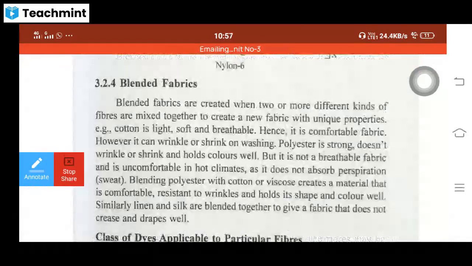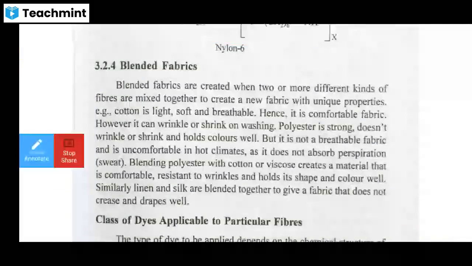Blended fabrics are created when two or more different kinds of fibers are mixed together to create a new fabric with unique properties. Example, cotton is light, soft and breathable, hence it is a comfortable fabric. However, it can wrinkle or shrink on washing. Polyester is strong, does not wrinkle or shrink and holds color well, but it is not a breathable fabric and it is uncomfortable in hot climates as it does not absorb perspiration, sweat.